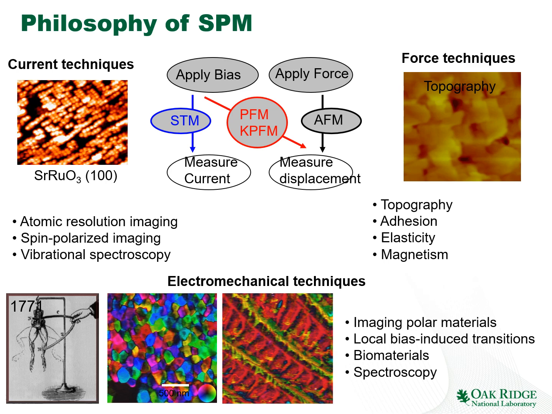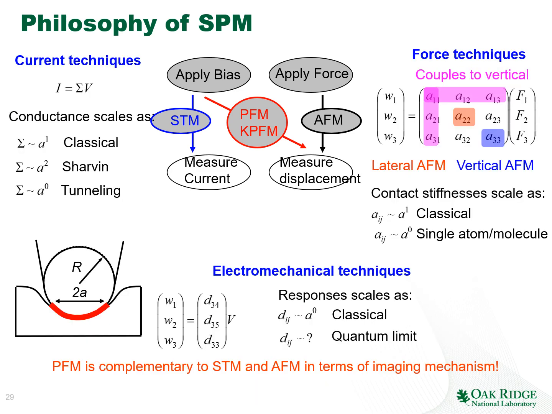So the signal formation mechanism, in this case, is actually complementary to STM and AFM. And the reason why it is important is because it affects what type of signal we measure. For example, in current-based techniques such as STM, we measure current after we apply bias. When current is measured by an external circuit, it's actually a scalar, so current magnitude. Bias is a scalar, so the measured signal is scalar in nature. And this signal scales with the contact radius.